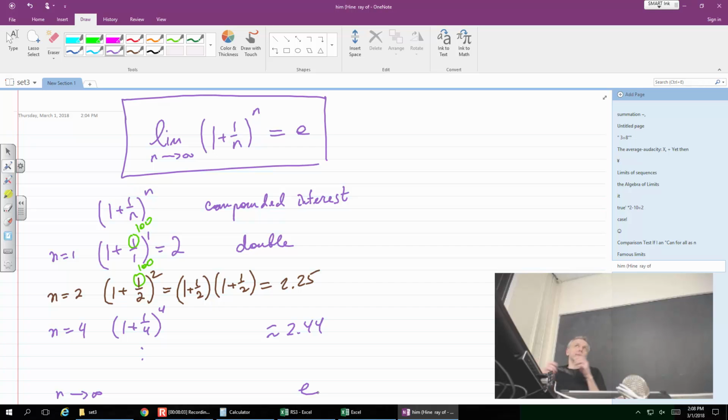Okay, so why is it e? Why is it not infinity? Well, we don't know. That's just how it works out. So that's another famous limit. And you might remember how that e appears, you might remember what this is called. It's called continuously compounded interest.